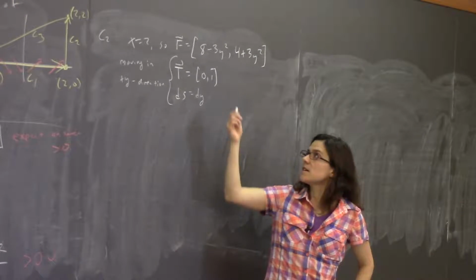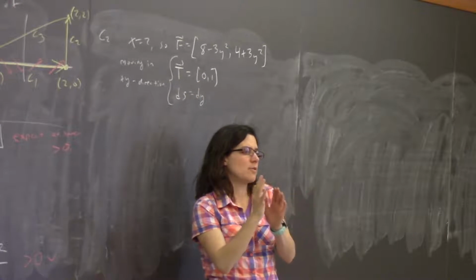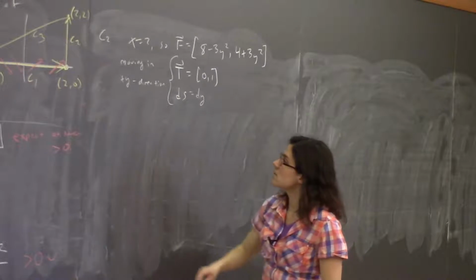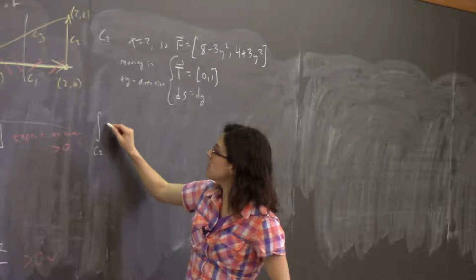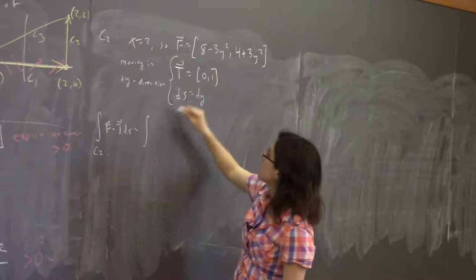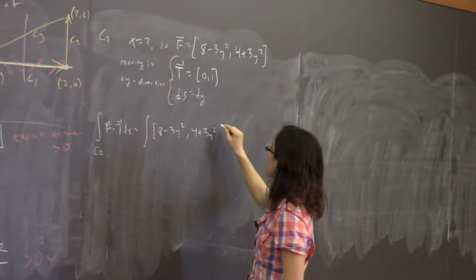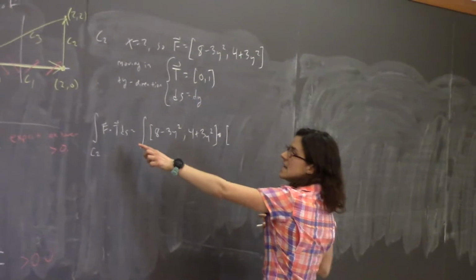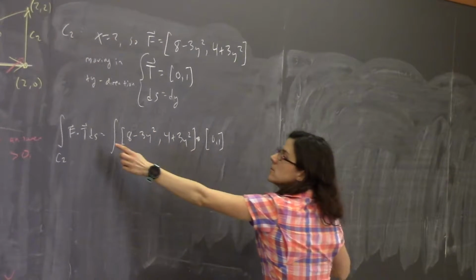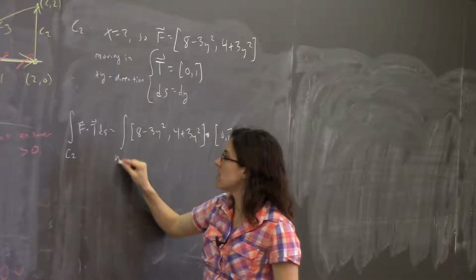So this is an example of what you're asking about: what does it matter where you are that your vector is 0, 1 or 1, 0? It could be anywhere, just the fact that we're going in the y direction. So let's set this up. The integral over C2 of f dot t ds is the integral of f, which is 8 minus 3y squared, 4 plus 3y squared, dot t, our direction vector, 0, 1, times ds, which is dy. And we're interested in y's from 0 to 2.